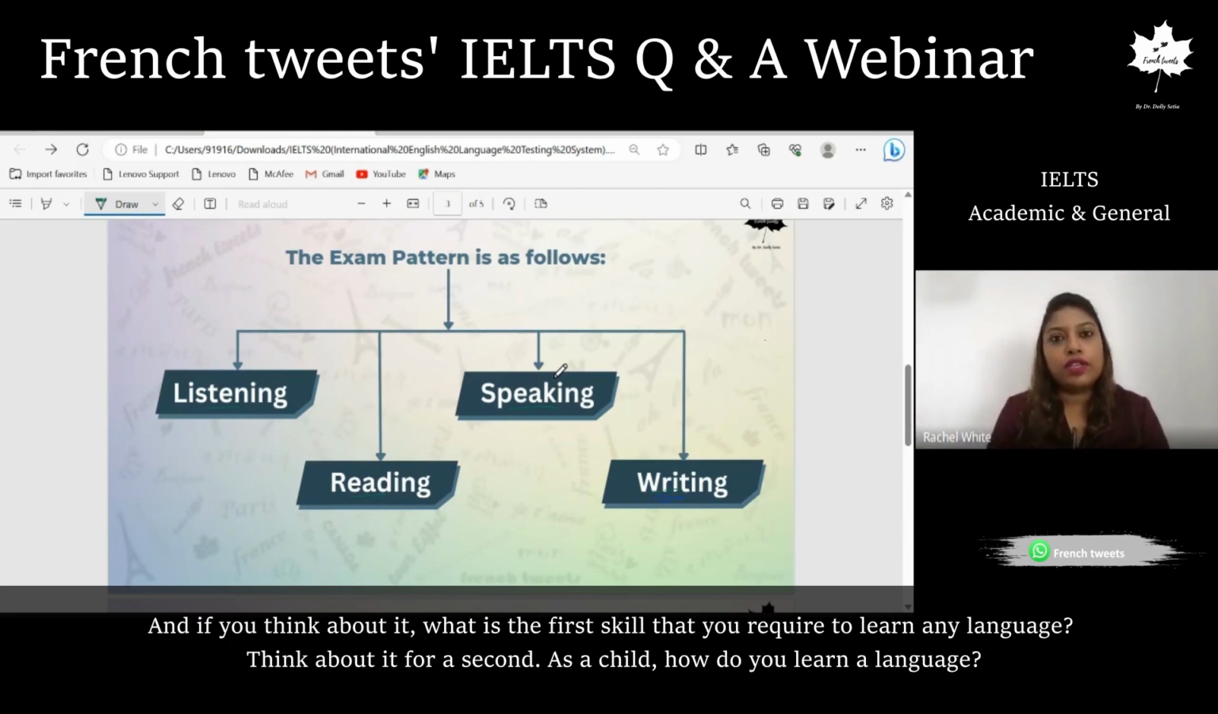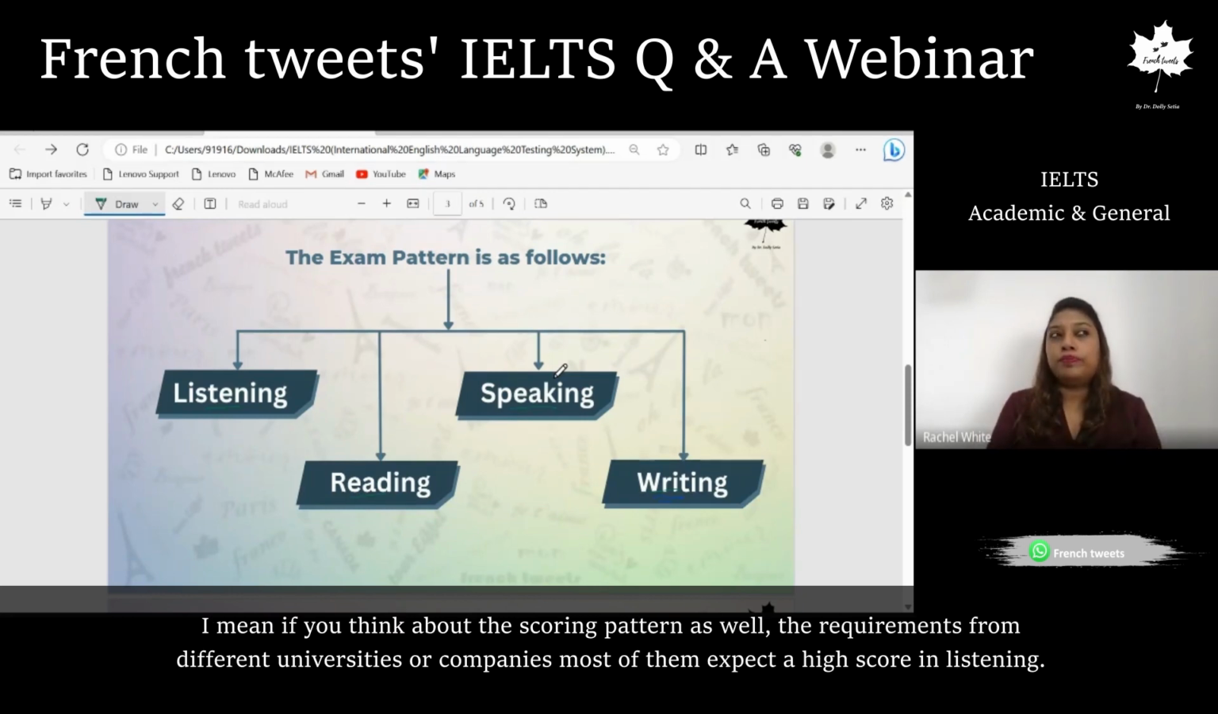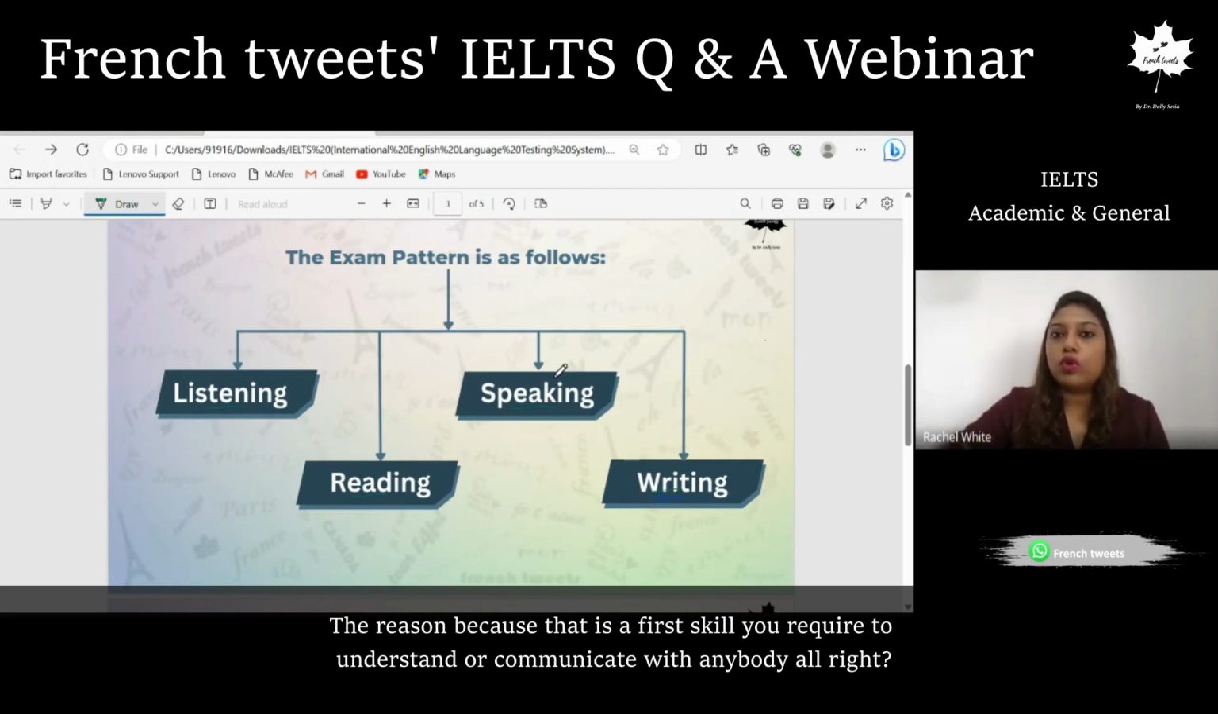And if you think about it, what is the first skill that you require to learn any language? Think about it for a second. As a child, how did you learn a language? You learned it with a listening skill, right? So that comes first, all right? So if you think about the scoring pattern as well, the requirements from different universities or companies, most of them expect a higher score in listening. The reason because that is the first skill you require to understand or communicate well in any given language, all right?